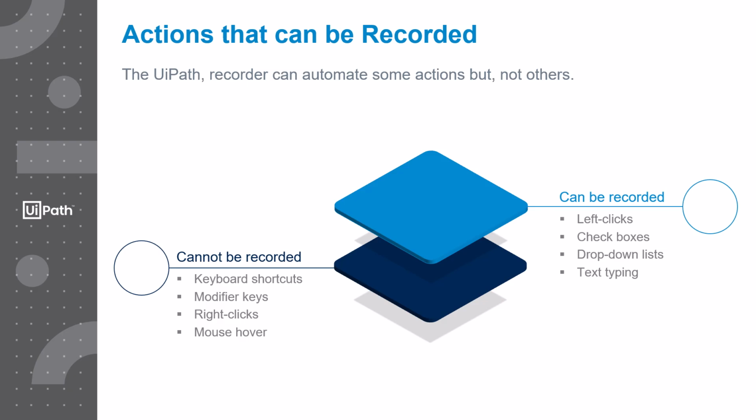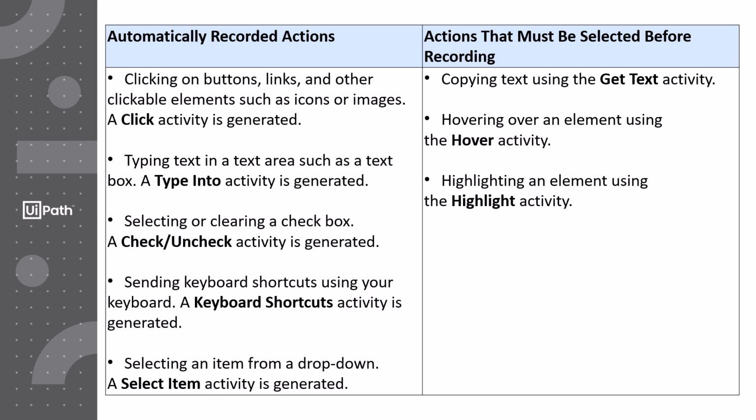Okay, so things like clicking on buttons, a click activity is generated, type into activity is generated, clicking a checkbox, keyboard shortcuts, selecting items from a drop-down list. Now things like getting text, for example, you want to copy certain text from the website, you have to say before you record it that you're doing a get text activity, and then it will record accordingly.